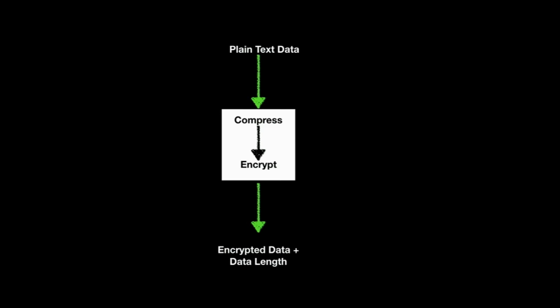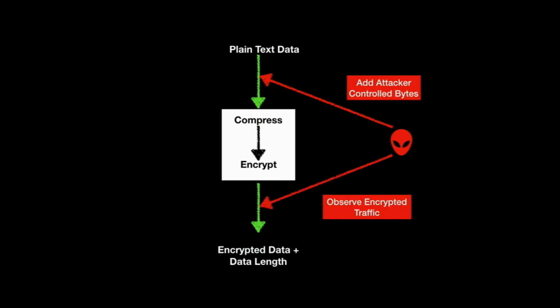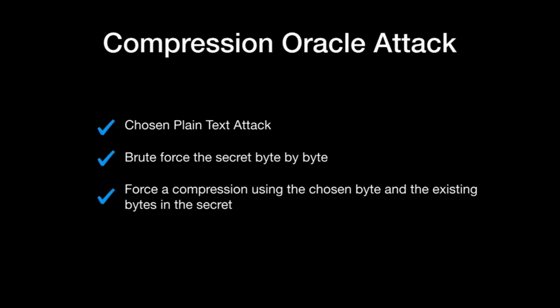Now, what happens if there is an attacker who can add his own set of bytes to the plain text data? He still cannot see the plain text data, but let's assume that he's able to inject some plain text data. And if he's also able to observe the traffic length, which means a normal MITM. If these two conditions are met, then you can effectively have what is known as a compression oracle attack, right? I know it's still theoretical. I'm not talking about how this works in the real world.